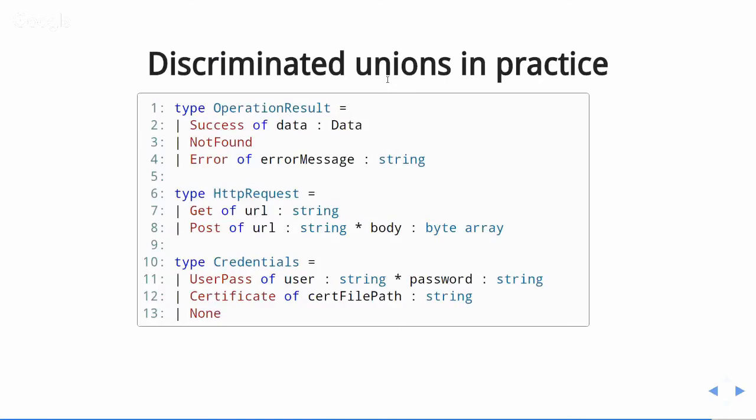And the last example is, for example, specifying credentials. So our credentials are either username and password. And in that case, they have 2 strings. Or the credentials is a certificate. And in that case, it has a path to a file. Or the last case is we are not using any credentials, and that doesn't have any data. So this data type can be used in many different scenarios. And then the compiler can really nicely help us to make sure that we are handling all the different cases that we have.